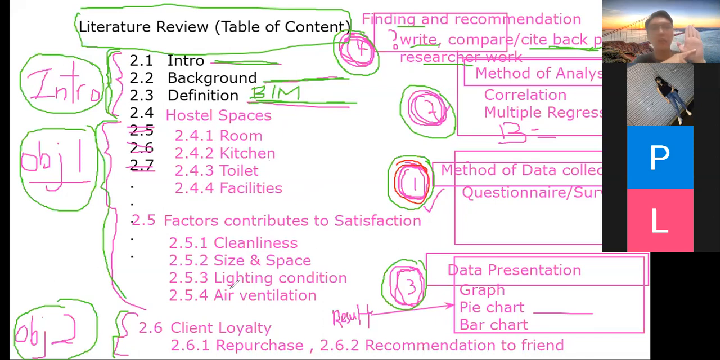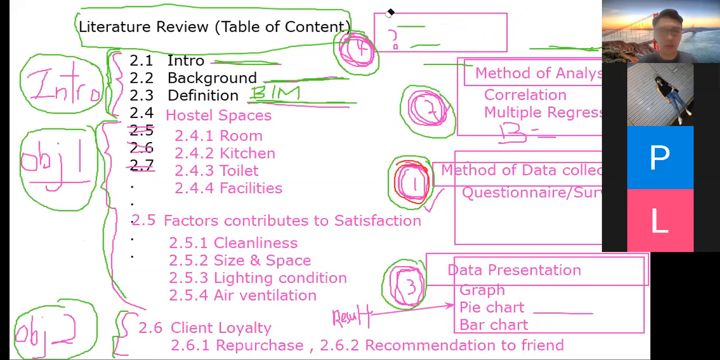Ask your supervisor, is the arrangement correct or not? If I arrange like this, okay or not? The idea of the arrangement, I already showed you here. I hope that you get it right. Intro, info related to objective 1, info related to objective 2, and so on. This one we take away because it's not related to what you should do here.